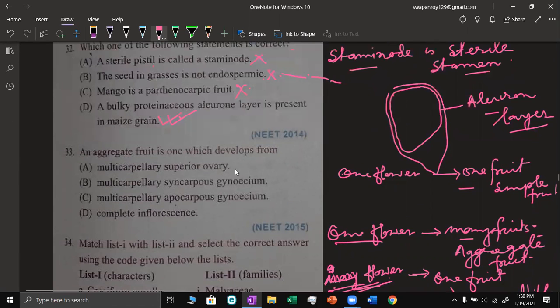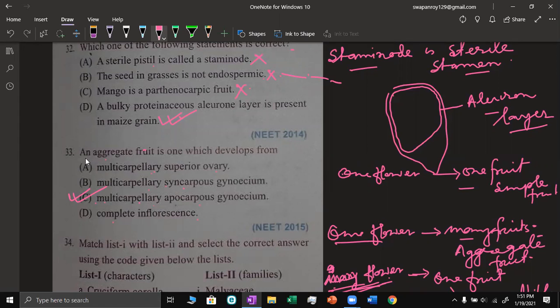So here in this question, an aggregate fruit is one which develops from a multicarpellary, certainly. So that's why all these three options are given. Multicarpellary superior, multicarpellary syncarpous, no. If it is syncarpous, then it will form only one fruit. But multicarpellary apocarpous gynoecium, this one is aggregate. And a complete inflorescence, then it is multiple fruit or composite fruit.